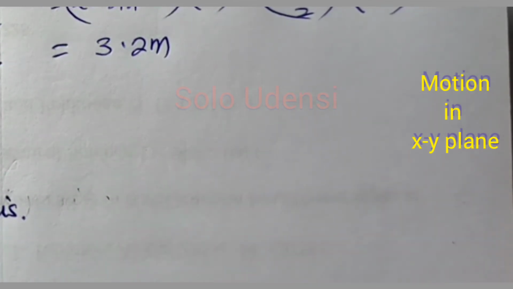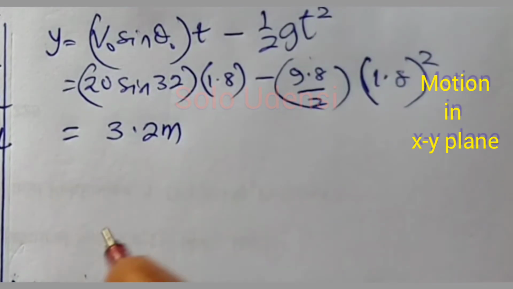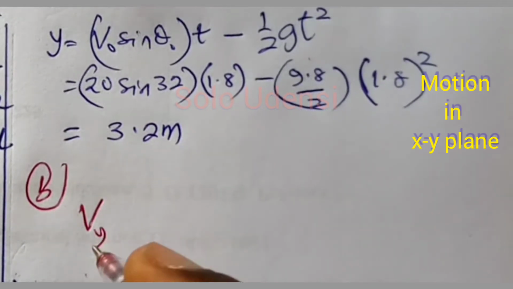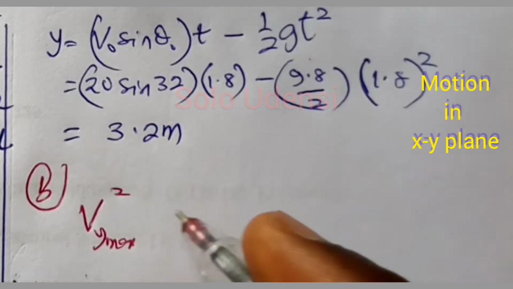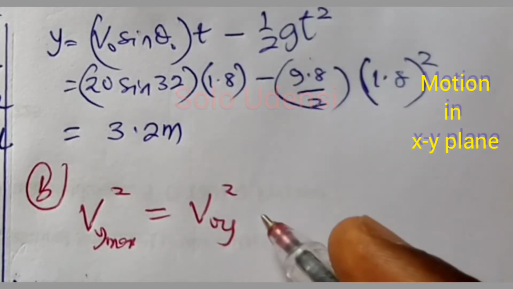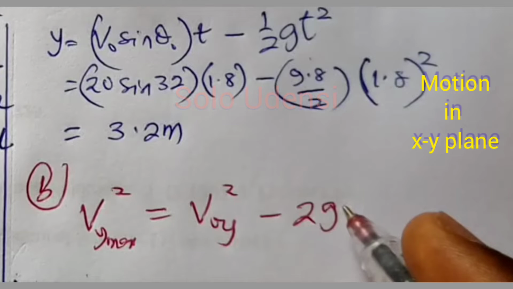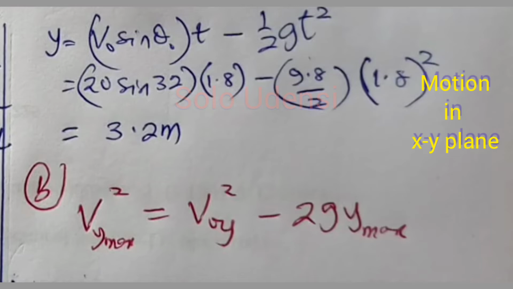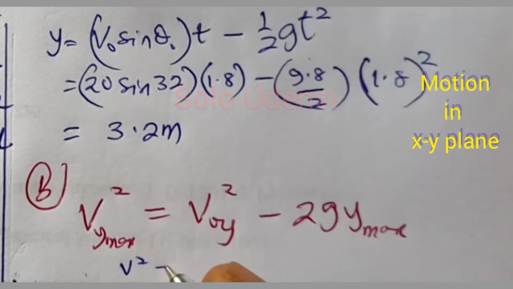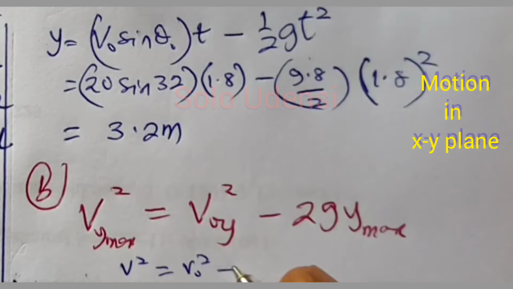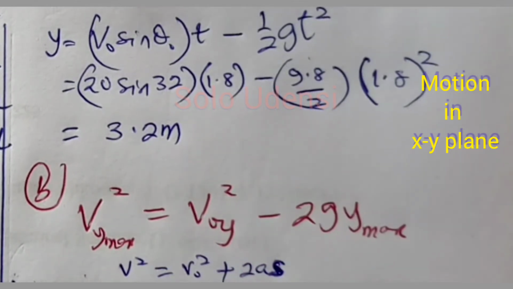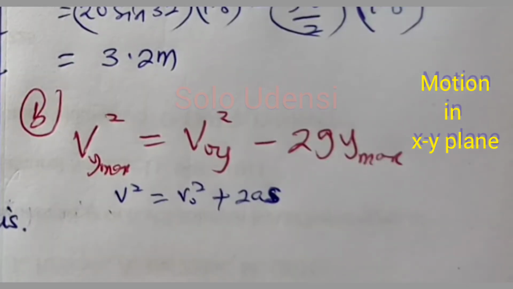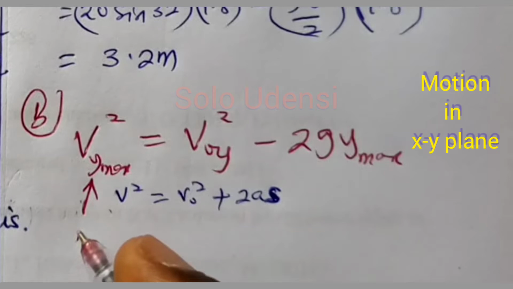The B part says, what is the maximum height reached by the stone? We can find it by using this formula: v y max squared is equal to v naught y squared minus 2g y max. Of course, you know that we got it from v squared is equal to v naught squared plus 2as, where our s is displacement.